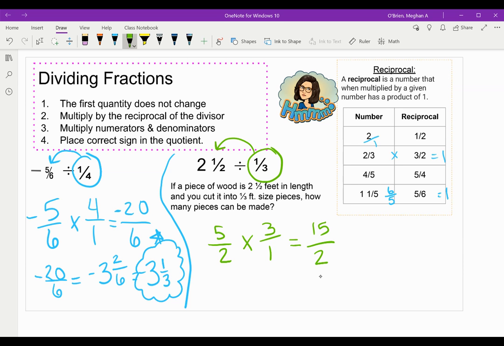15/2 is the same as 2 goes into 15 7 whole times because that would be 14, and then 1 piece left over. The size of the pieces are still halves. So 7.5 pieces can be made. And again, that makes sense to me because I expected it to be a decent amount. All right, and then a positive divided by a positive just stays a positive. And in the context of this story problem, like we would have 7.5 pieces. It wouldn't make sense to call it negative 7.5 pieces. All right, and so that's how we divide fractions.